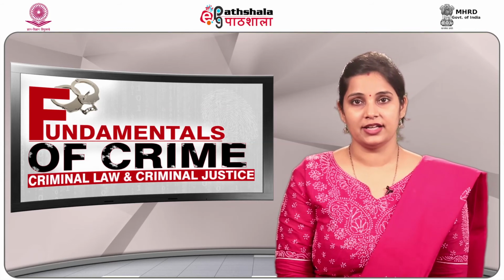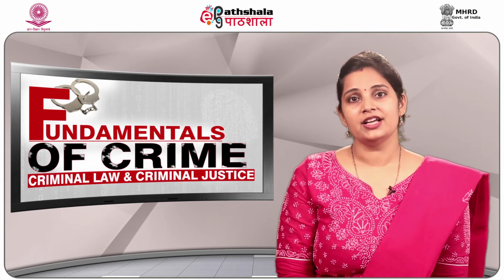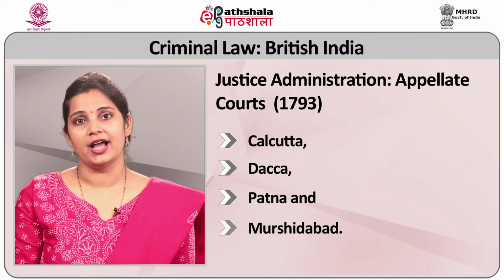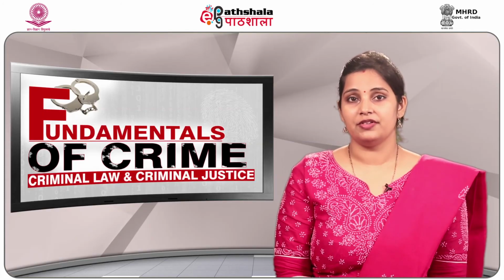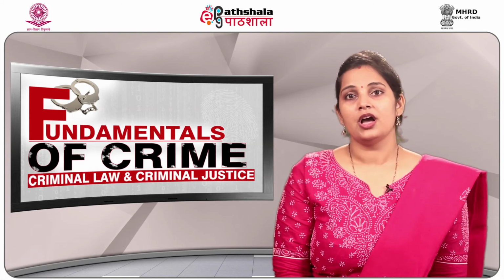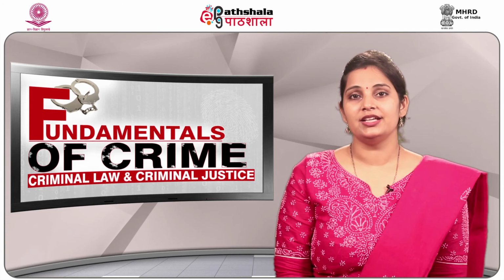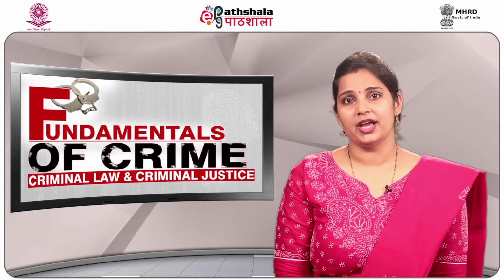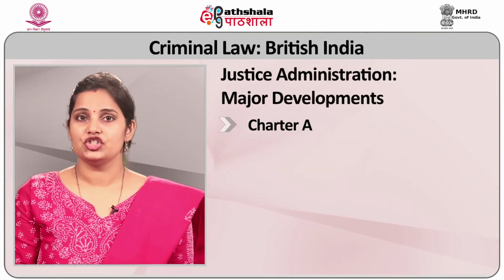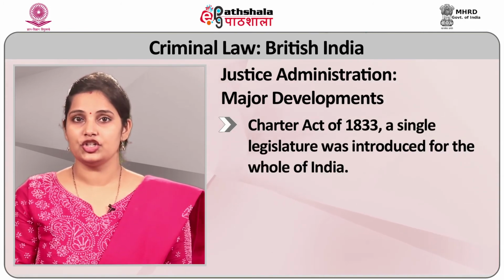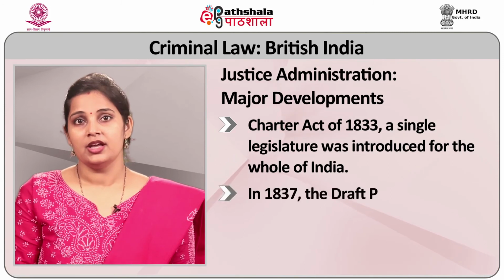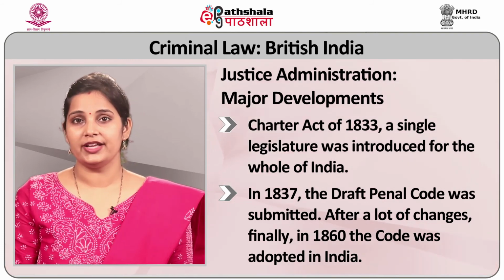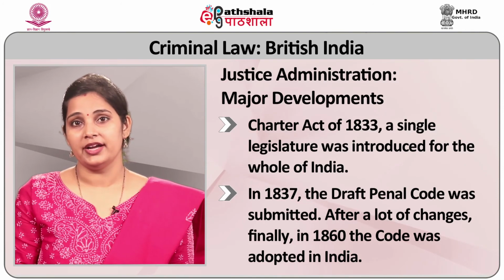In 1793, the reforms included the setting up of appellate courts in 4 major towns of Calcutta, Dhaka, Patna as well as Murshidabad. The most significant development in the domain of criminal law, however, was the enactment of the Indian Penal Code. Short penal codes had been drawn out for Bombay and Punjab earlier. However, under the Charter Act of 1833, a single legislature was introduced for the entire country. In 1837, the draft penal code was submitted. After a lot of changes, finally in 1860, the code was applied in India.